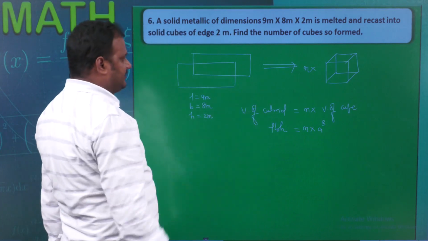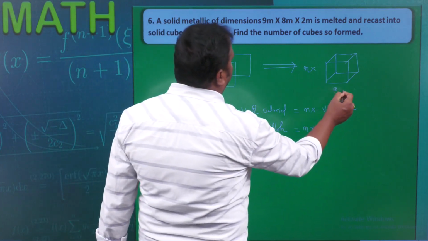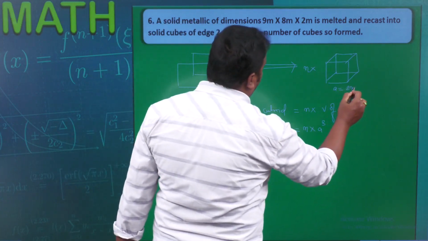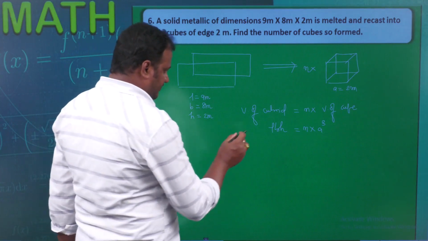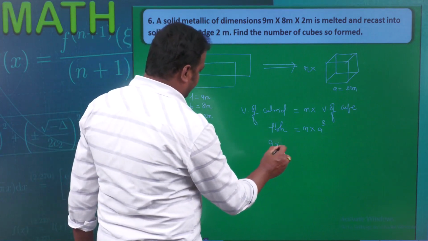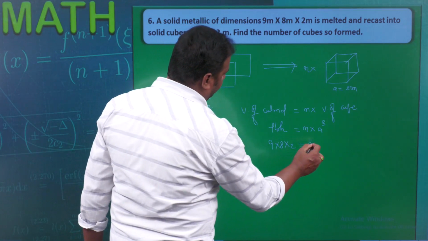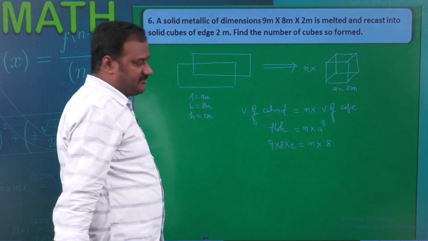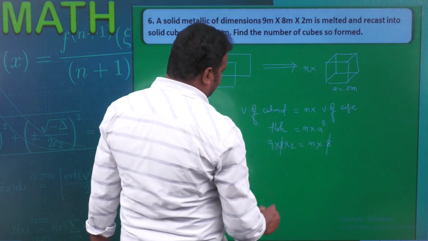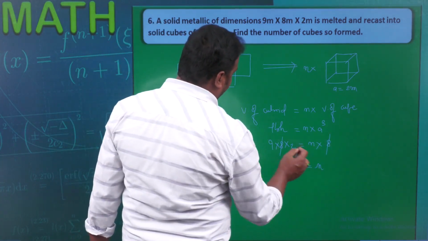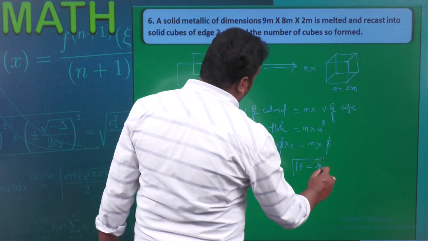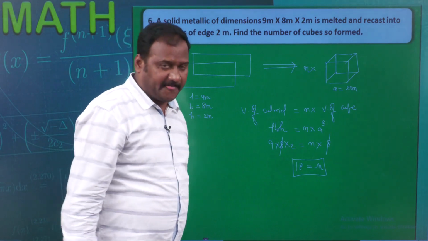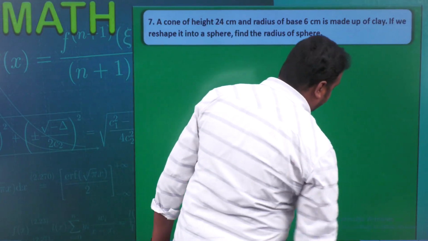Let us substitute, all the values are there. Here edge is equal to what? Edge is going to be 2 meters, a is equal to 2 meters. Now I am going to substitute. L is equal to 9 into 8 into 2 is equal to n into a cube, 2 cube is equal to 8. See, the problem is almost over. 8 ones cancel. So n is equal to 9 2s are 18. So the number of cubes of edge 2 meters is going to be 18. Right.